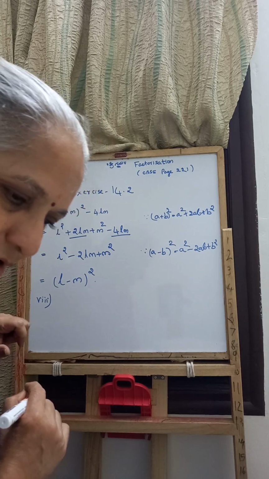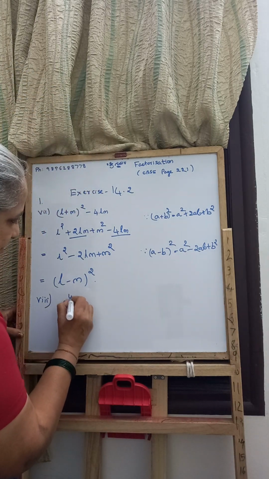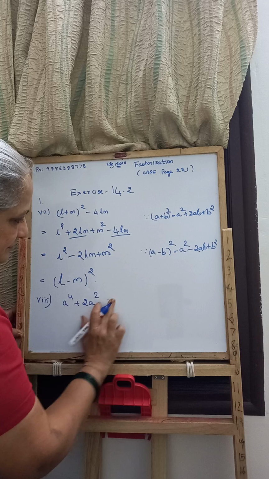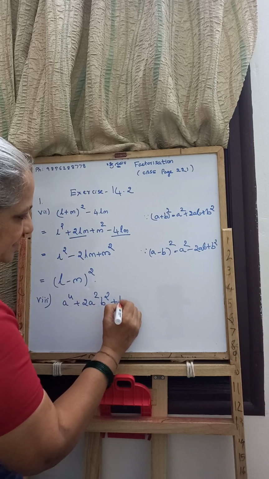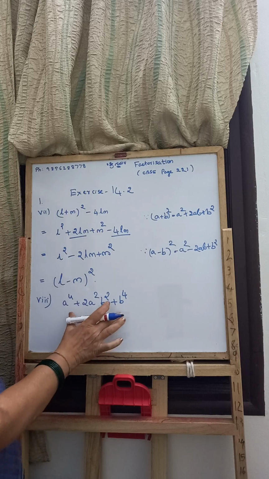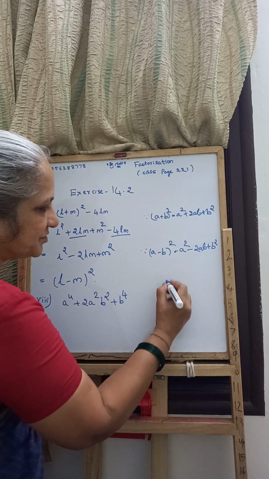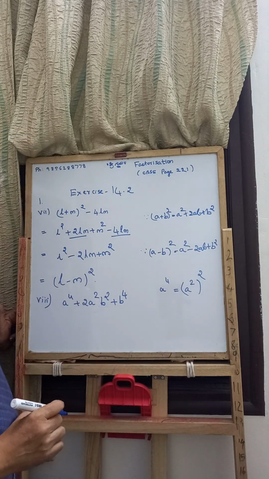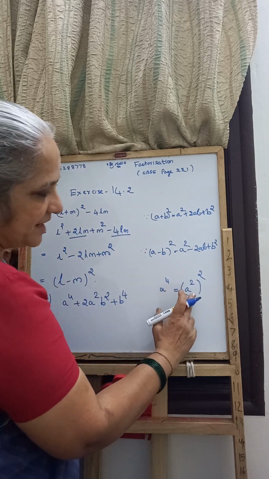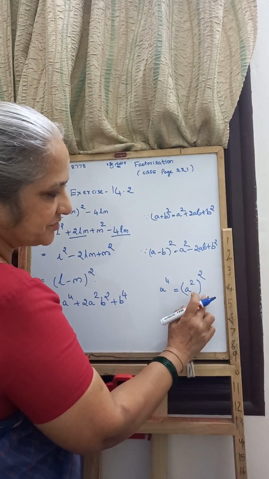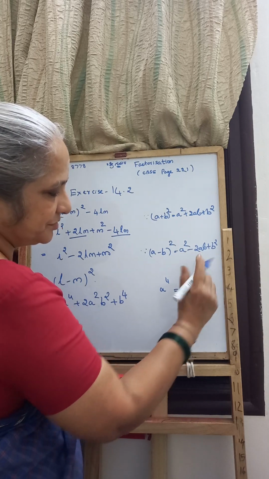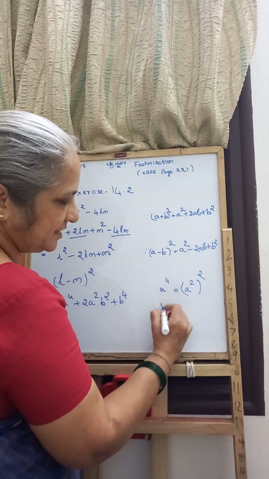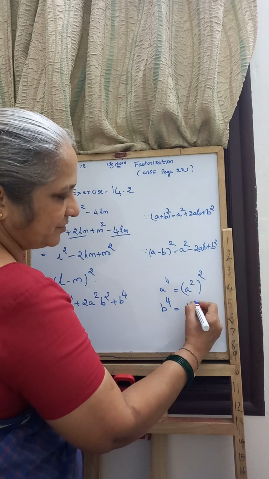A raised to 4 plus 2A square B square plus B raised to 4. By observation, we see that this first term, that is A raised to 4, is equal to square of the term A square. Here, by multiplying, A square bracket square is A square into A square, we will get A square raised to 2. That is, A raised to 4 is the square of A square. Similarly, B raised to 4 is the square of B square.